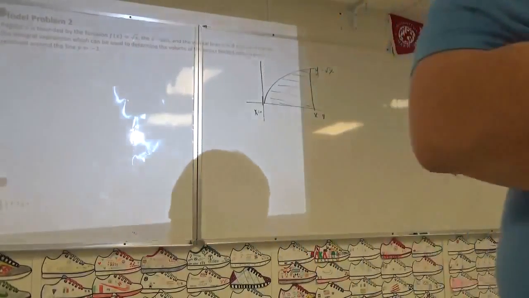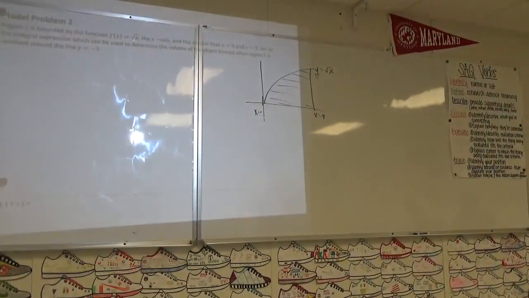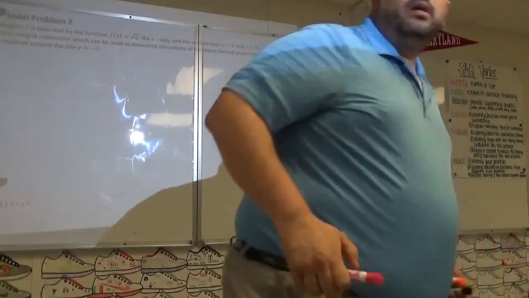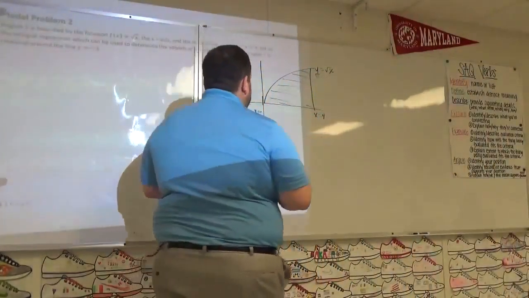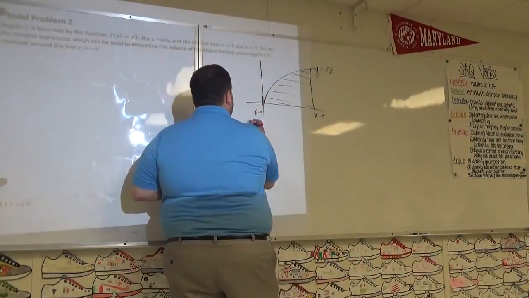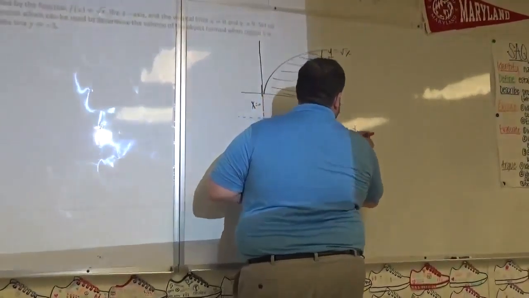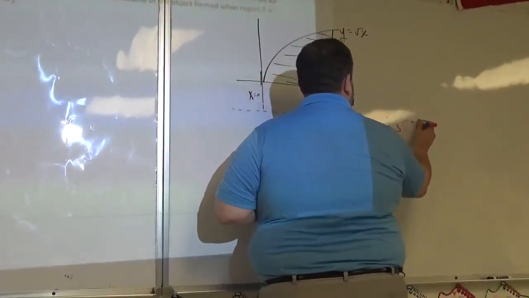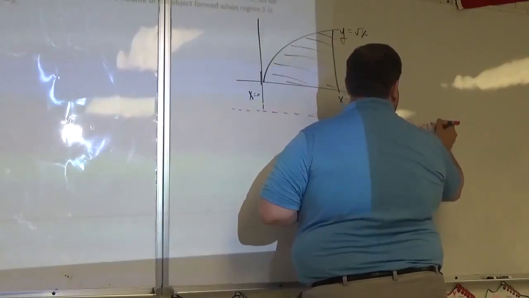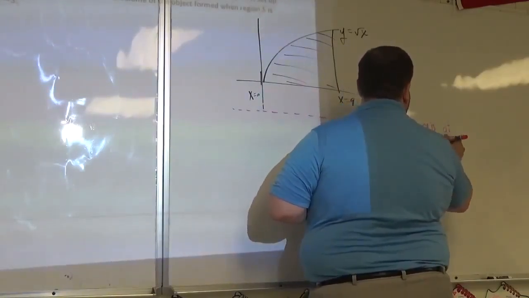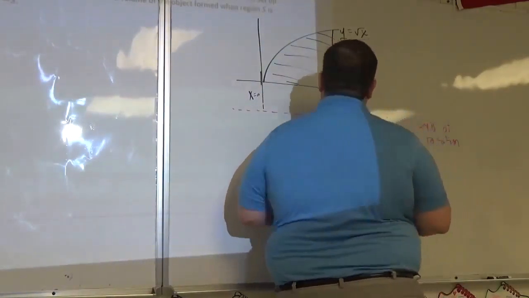If I could pull you guys together, I'm not seeing enough attention being paid to the axis of rotation. Where is the axis of rotation? It's y equals negative 3. Not the x-axis, but this line down here is what you're revolving it around.